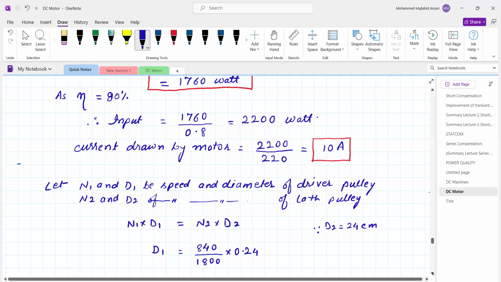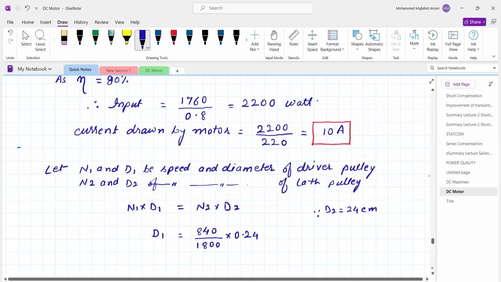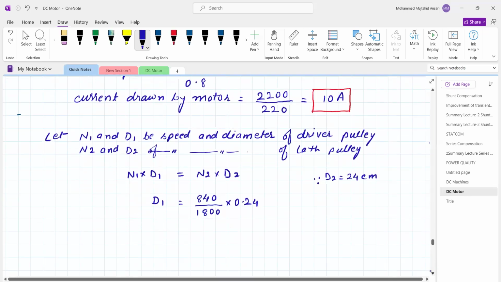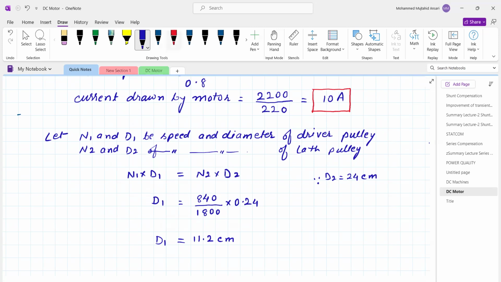So now the diameter of the driver pulley, that is the motor pulley, D1 is equal to 11.2 centimeter, which means it is 0.11 meter. So this is our required answer.